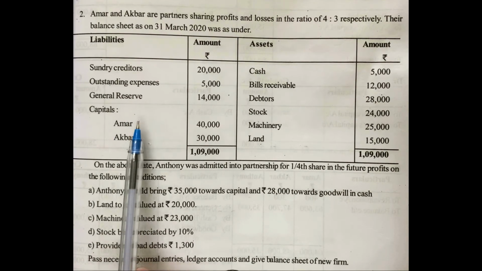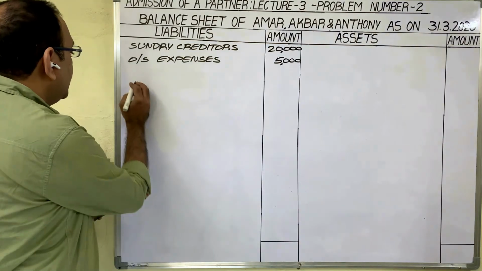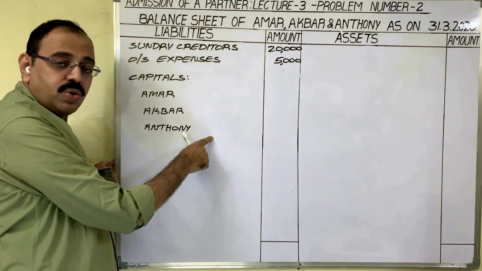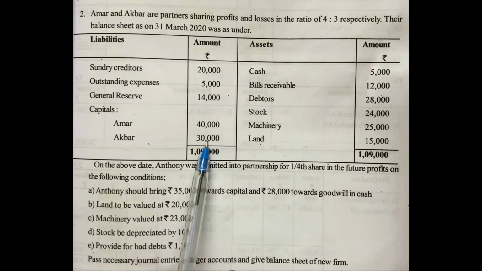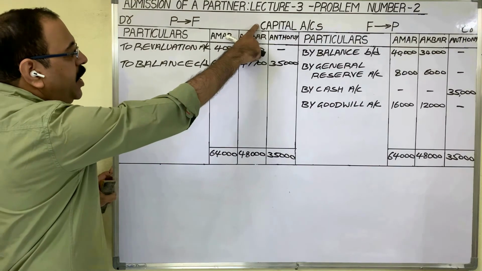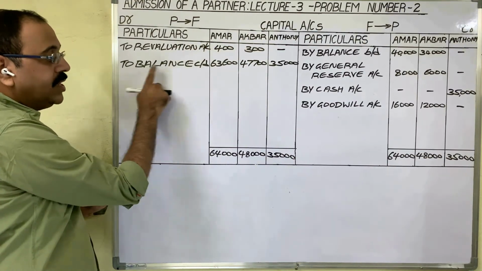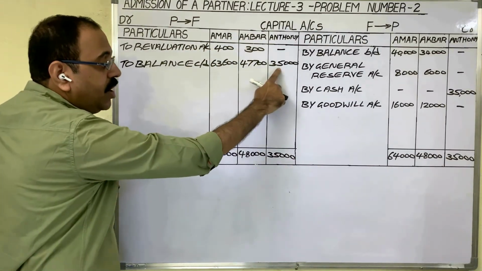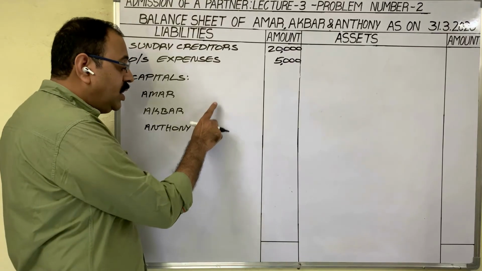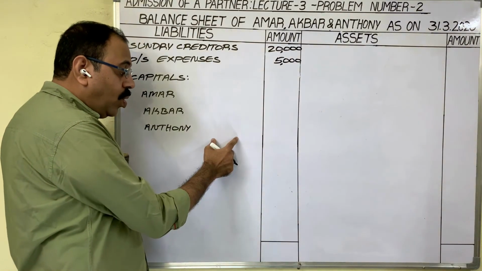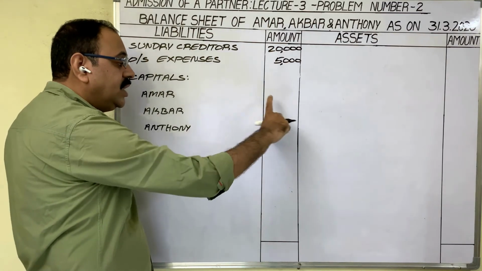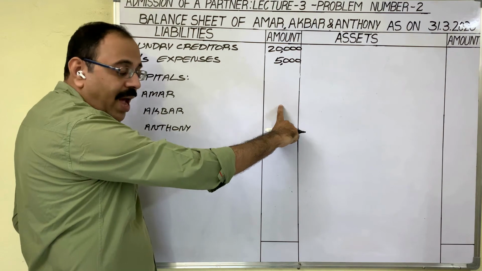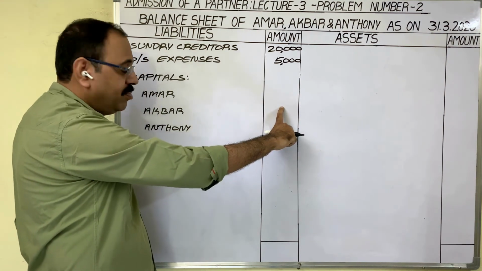Capital accounts of Amar, Akbar and Anthony. Which amounts do we have to show here? As capitals, we should not write this 40,000 rupees, 30,000 rupees here. In the capital accounts, we got the answers now, the balance carried down figures. These three amounts we have to show here. You can show the three amounts in the inner column and the total in the amount column. Otherwise, directly you can write these three amounts in the amount column. I am directly writing the amounts in the amount column.